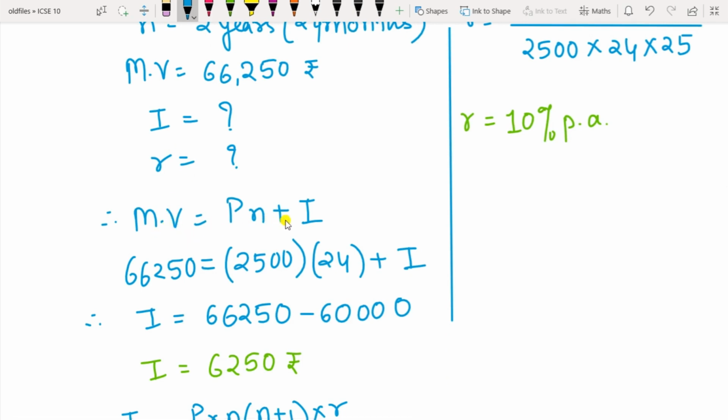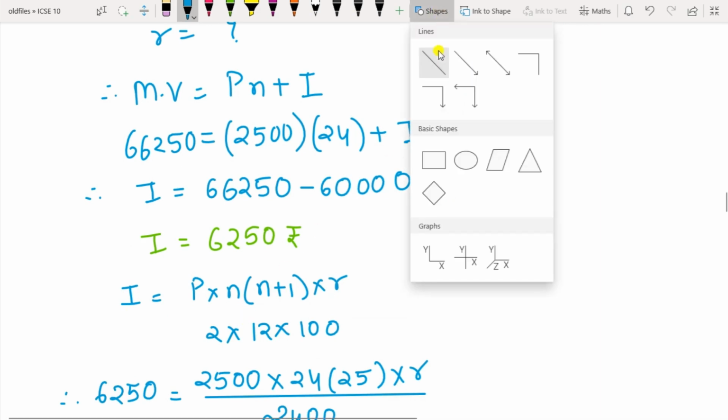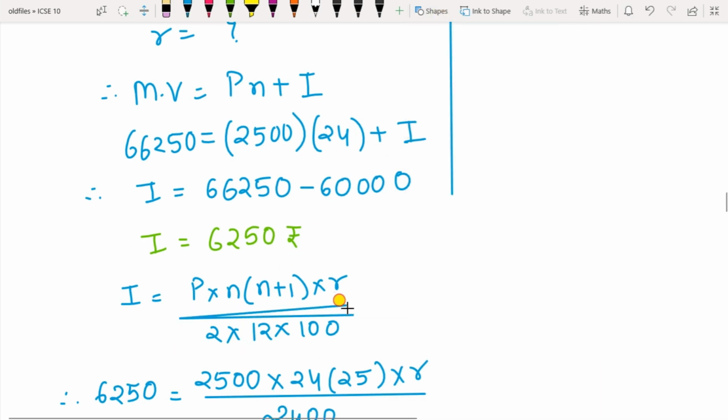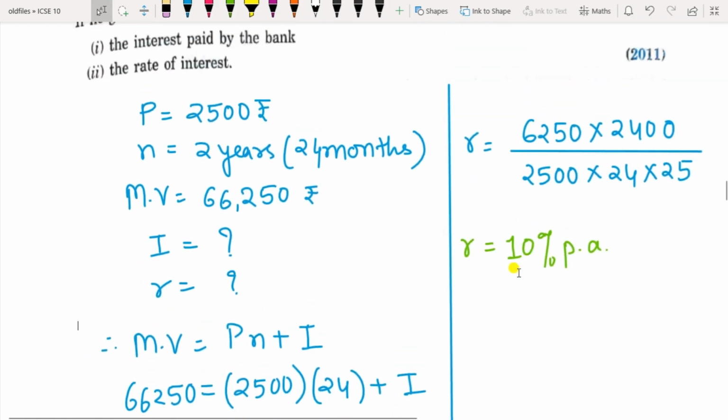So apply the formula for maturity value. From this you can find I is 6250. Then again apply the formula of I here. This is the formula for I. Then substitute all the values and make R the subject. You get R equal to 10% per annum. So rate of interest here is 10% per annum.